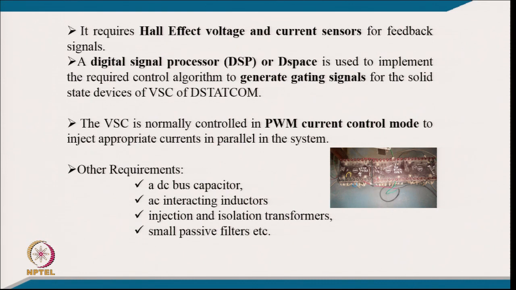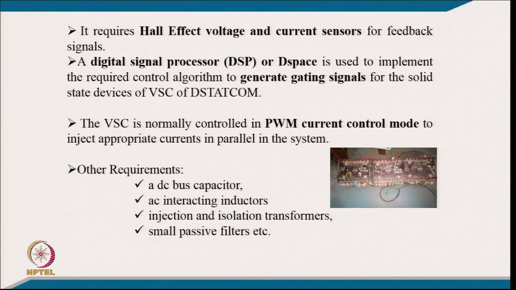The DStatCom implementation requires Hall effect voltage and current sensors for feedback signals for the control, and a digital signal processor, or you can call it DSpace, is one platform. There may be any platform, like a microcontroller, used to implement the required control algorithm to generate gating pulses for the solid state devices of the voltage source converter of the DStatCom. The voltage source converter is normally controlled in pulse width modulated current control mode to inject the appropriate currents in parallel in the system. Another requirement is a DC bus capacitor, an AC inductor, which we already discussed, and an injection and isolation transformer.